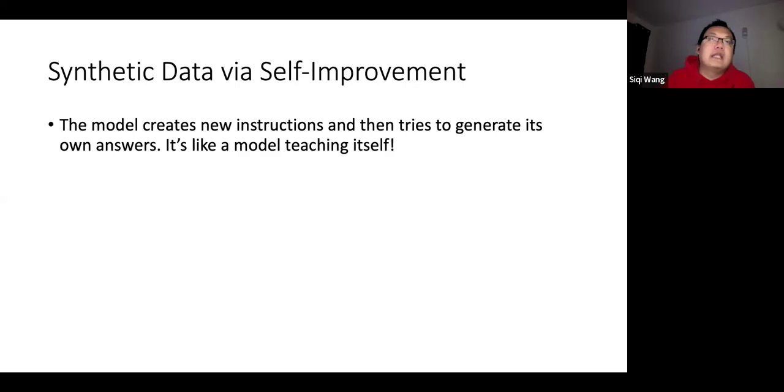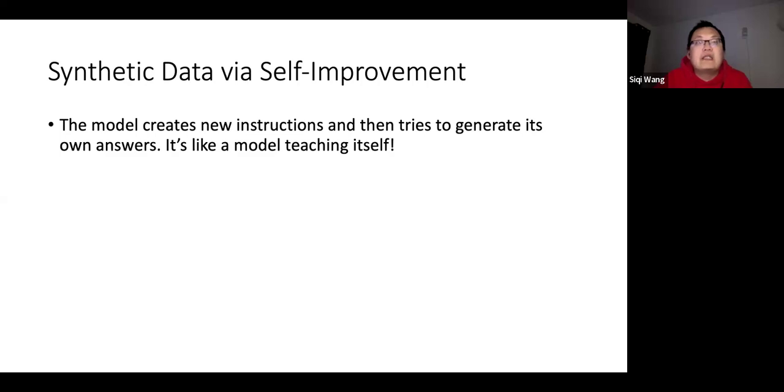The third type of dataset is synthetic data generated by the model itself, what we call self-improvement. In this method, the model creates a new instruction and then tries to generate its own answer. It's like a model teaching itself. Self-instruction is the dataset built using this approach.